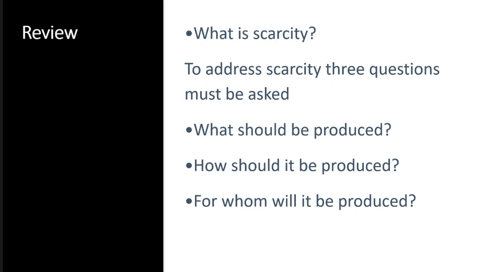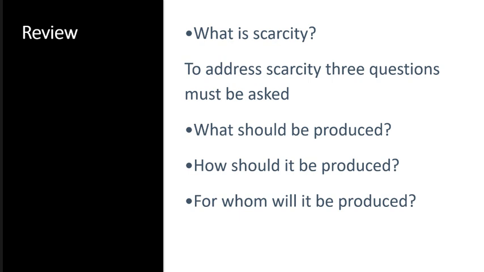We know that scarcity is basically the idea that we all have limited resources. And we've also talked about how we have 3 types of questions that scarcity produces. And those are what's listed on the screen. What should be produced, how should it be produced, and for whom will it be produced. So basically what happens is economic systems are created by countries to try and figure out how we're going to actually answer all 3 of those questions.